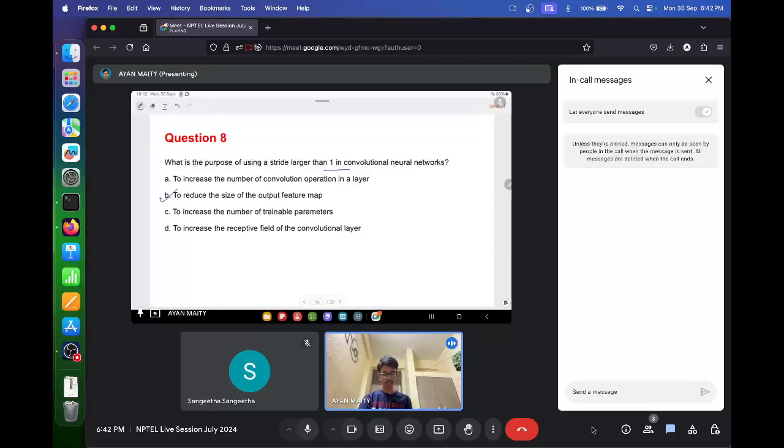So if we take strides larger than 1, for example 2, then the width and height values of the input image are halved in the next layer. So that gives us a lesser number of activation units in the next layer, and it would also reduce the number of parameters in the neural network. So the main purpose is to reduce the size of the output feature map.